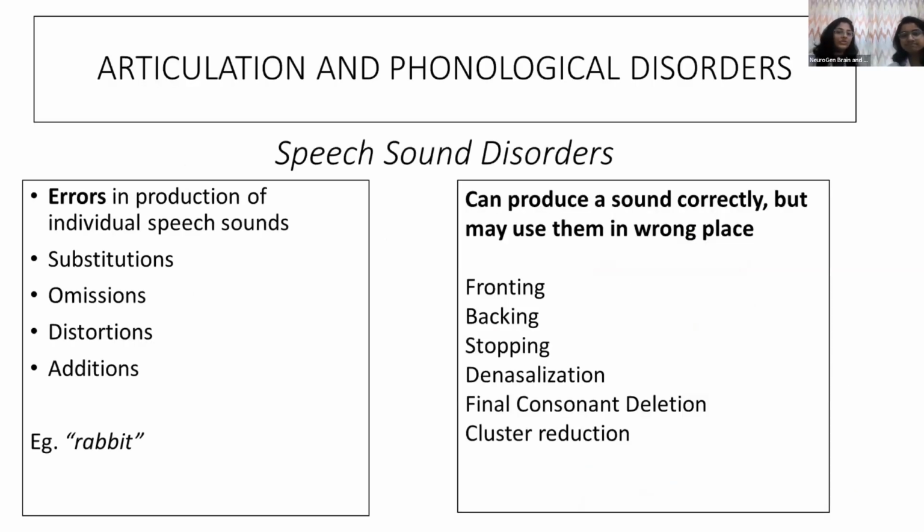So next we are moving on to the articulation and phonological disorders, which are termed as speech sound disorders. In articulation disorders, which include most of the errors in the production of individual speech sounds, these include substitution, omission, distortion, and addition. When it comes to the phonological disorder, the individual can produce a sound correctly, but may use them in the wrong place, like fronting, backing, stopping, denasalization, final consonant deletion, and cluster reduction.